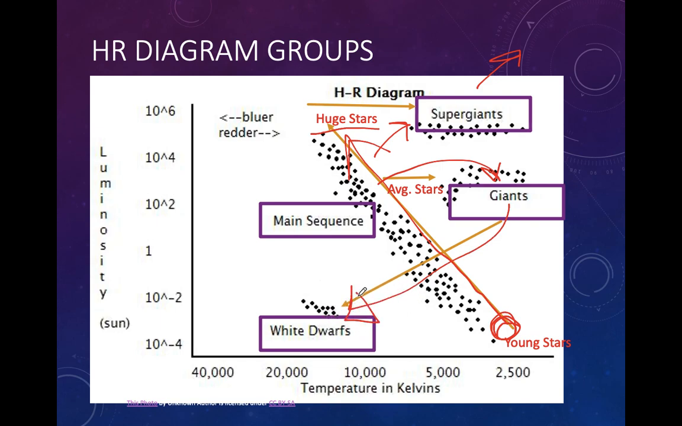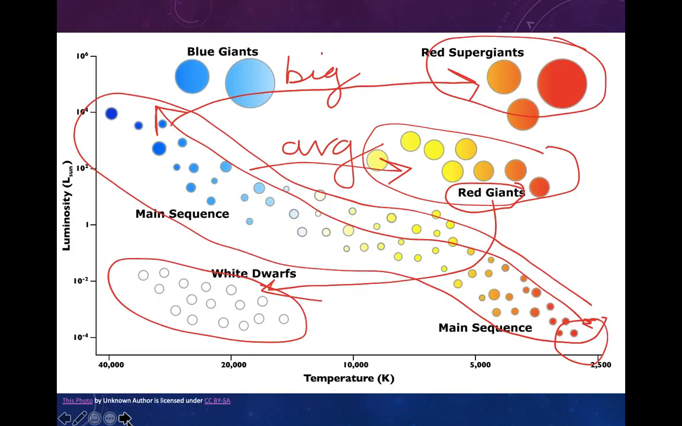So basically, it starts to run out of fuel, it collapses in on itself, so it gets a lot smaller, it's very dense, it's very hot. So again, we start down here, we go up the main sequence. If we're really big, we become a supergiant. If we're average, we become a red giant. And then after a red giant, we become a white dwarf. We meaning the star.